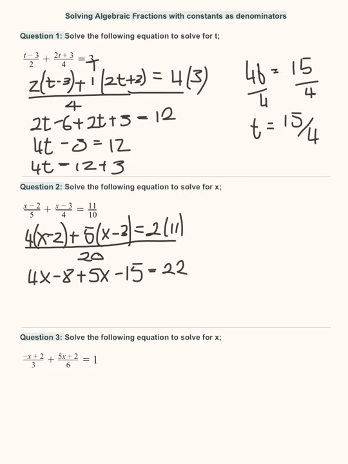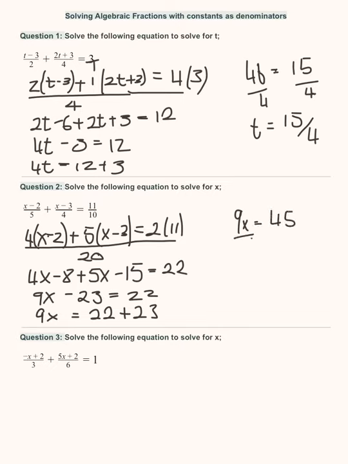So at this stage now, we want to again add up all our like terms. So I've got 4x plus 5x gives me 9x, and I've got minus 8 minus 15 which gives me minus 23. And I still have the 22 on this side, so now I'm going to get all my x's, variables on one side, and gather all my constants to the other. So moving that minus 23 over becomes plus 23, which leaves me with 9x equals 45. Divide both sides by the coefficient. That'll leave me with x equals 5.